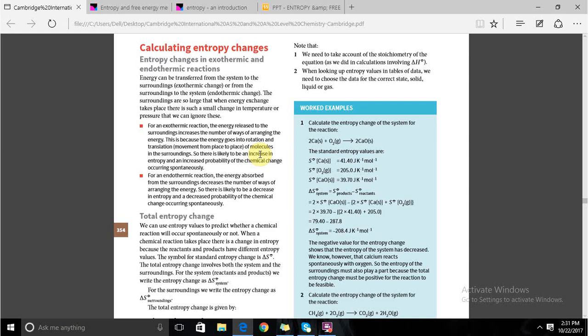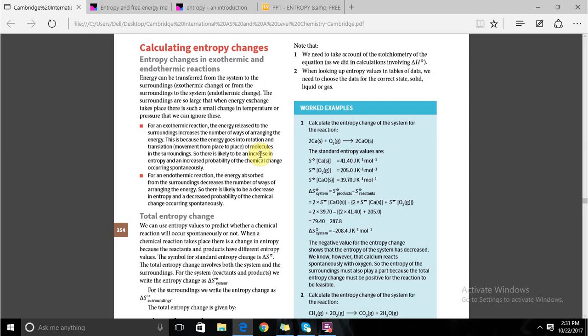And when you talk about an endothermic reaction, the energy is absorbed from the surroundings and therefore decreases the number of ways of arranging the energy, and so there is likely to be a decrease in the entropy and a decreased probability of the chemical change occurring spontaneously. And this is interesting. Why is that? Because, as mentioned previously, for something to be spontaneous, the total entropy has to be positive. Until now, we've only been talking about the entropy of the system, and should it be negative, there is still a chance that the reaction is spontaneous.